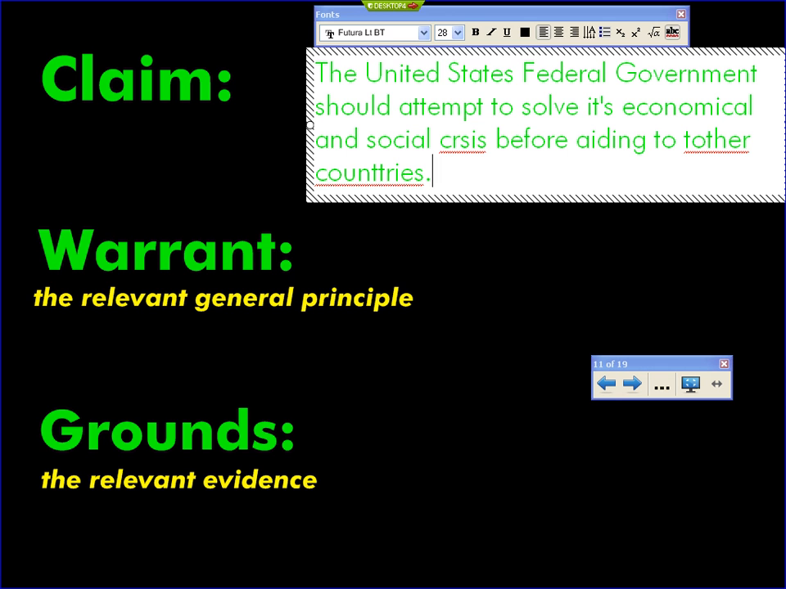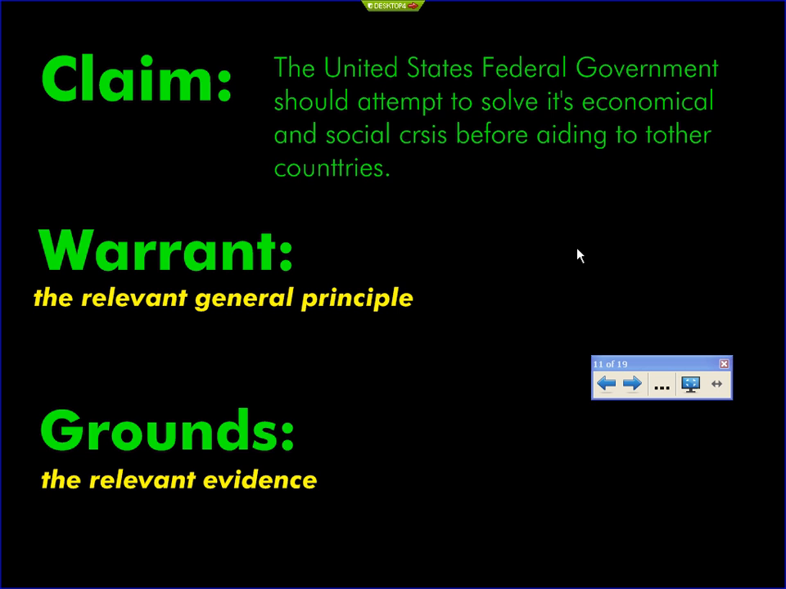Okay, so you're talking about, I would say, yeah, technically you have two, reinforcing or enforcing and strengthening restrictions. Okay, it's technically two, but we could call it one, enforcing and strengthening. You're calling for both, right? United States federal government should attempt to solve its economical and social crisis before aiding other countries.